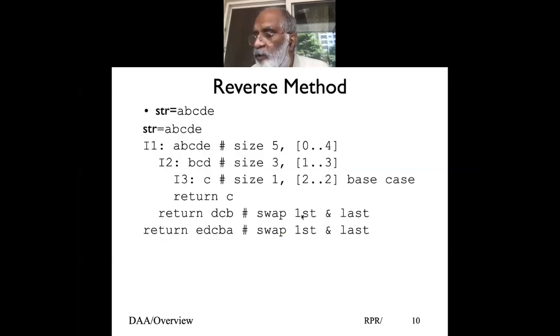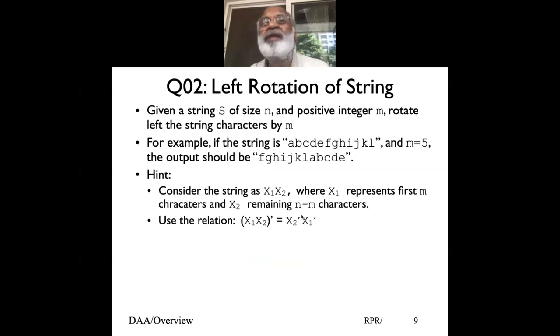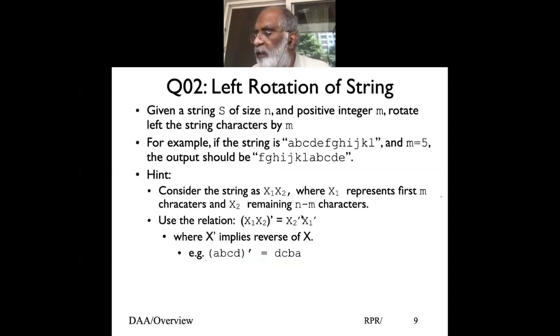Primarily what you need to do is take this string and do the two reverses. You do the reverse of this part, and the reverse of the other part. And doing this reverse, we need to apply decrease and conquer. So do this reverse using decrease and conquer. Similarly, do the other reverse using decrease and conquer, and then do the reverse of the combined string, and that is what will give you the answer.